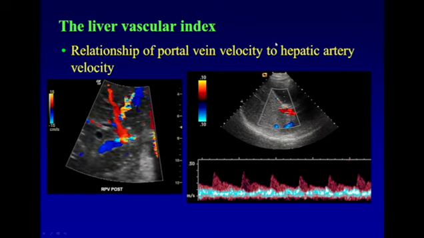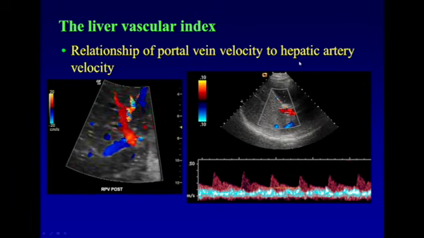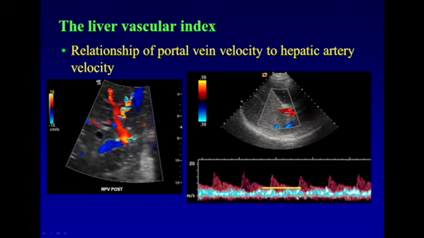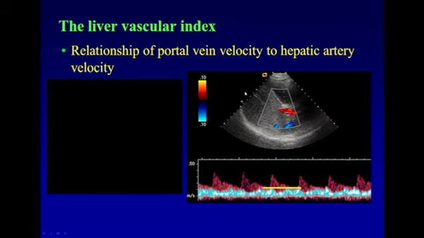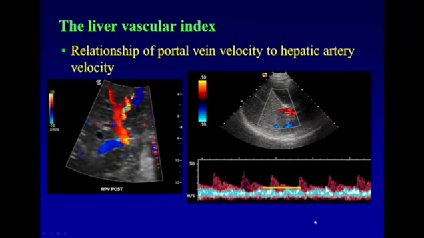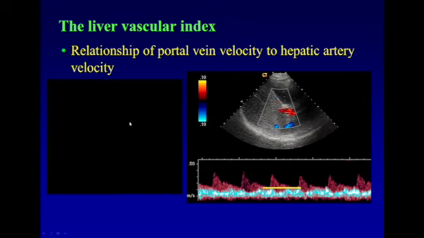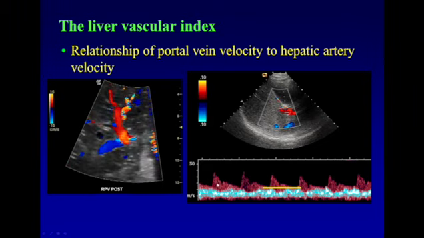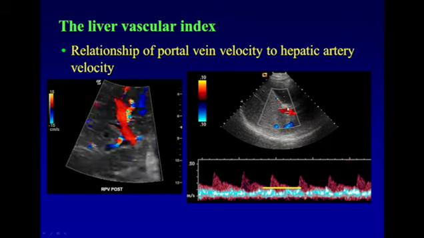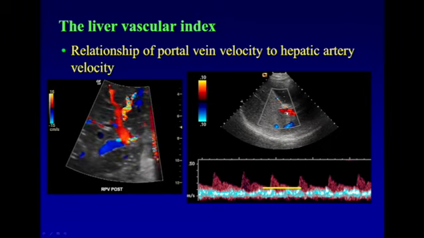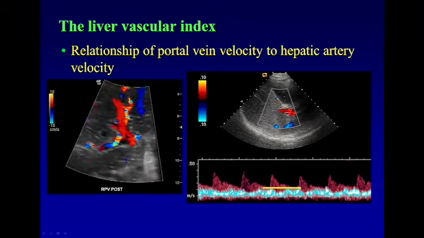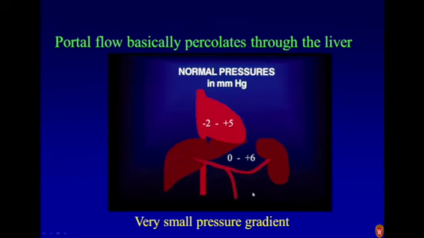And this relationship of portal vein velocity to hepatic artery velocity is known as the liver vascular index. It's easy to get because these vessels are right next to each other. So you can use a wide sample volume and capture both in the same tracing, or you can put your sample volume in one vessel and then move it to the other one in the same tracing.